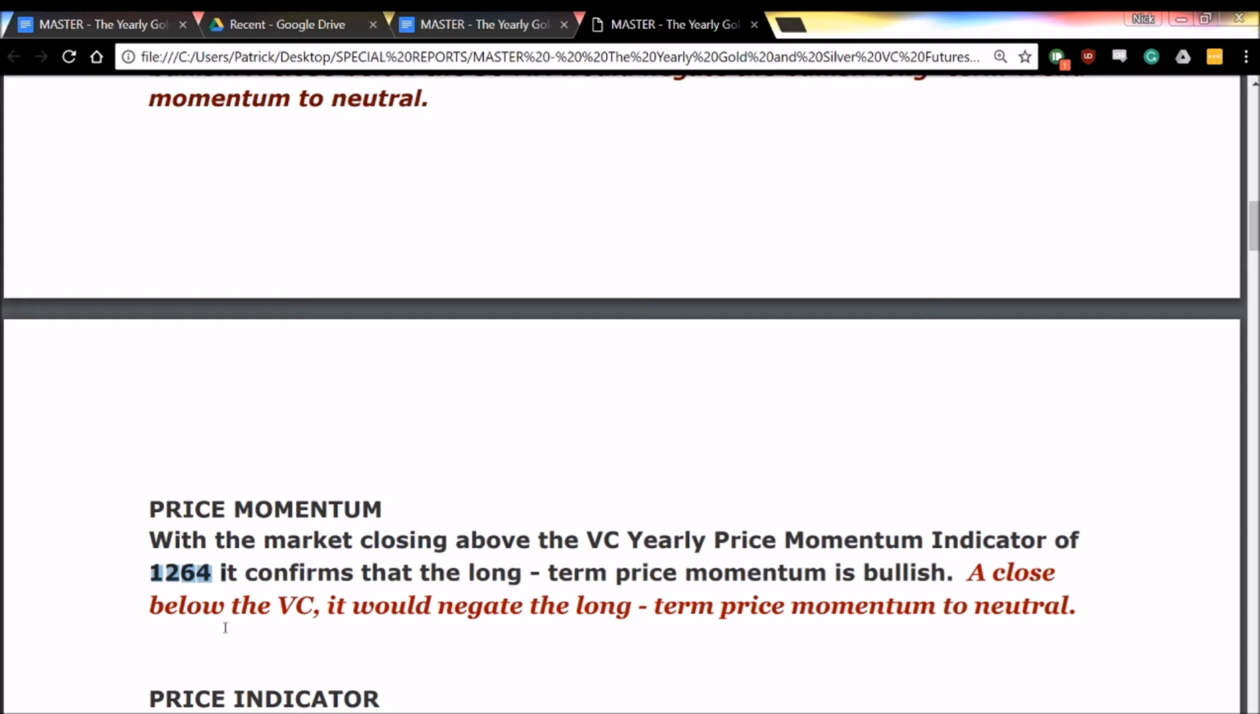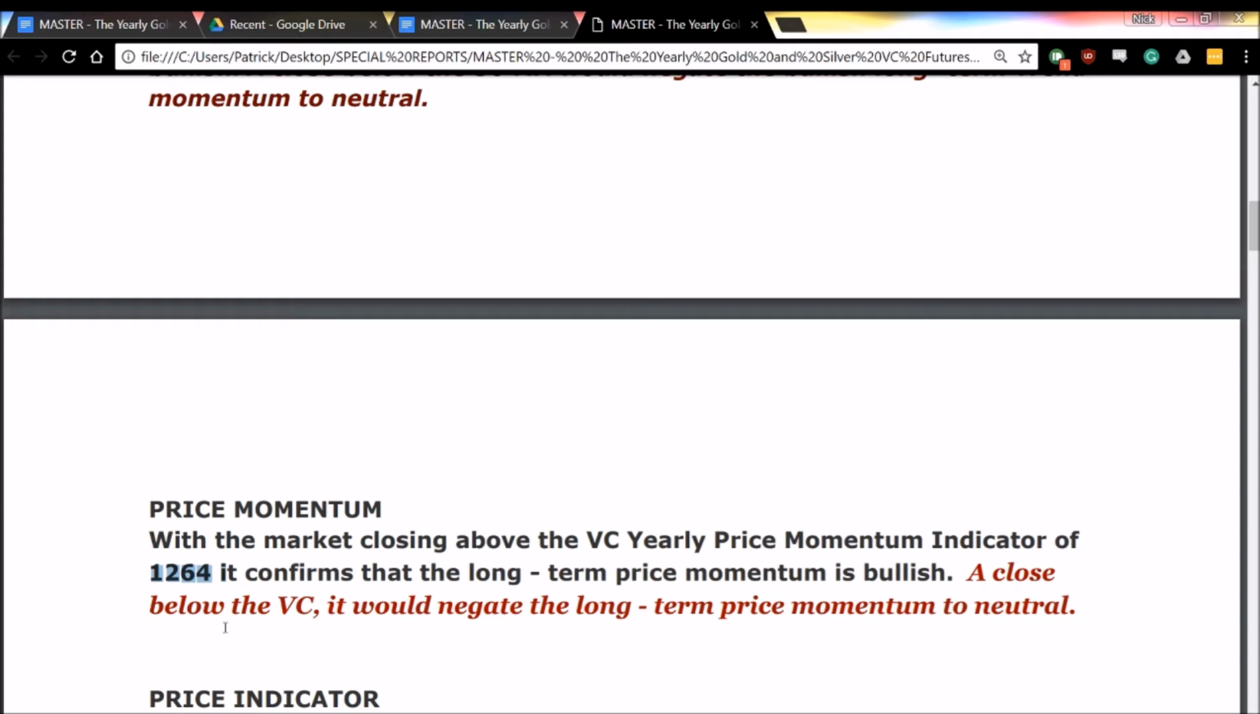As we move forward and share this information, we have also identified those levels in color. What we're doing right now is simply sharing with you the components and indicators that we identified for the next 12 months, and in this case, the average price or the mean of 1264 is what we call the VC weekly price momentum.